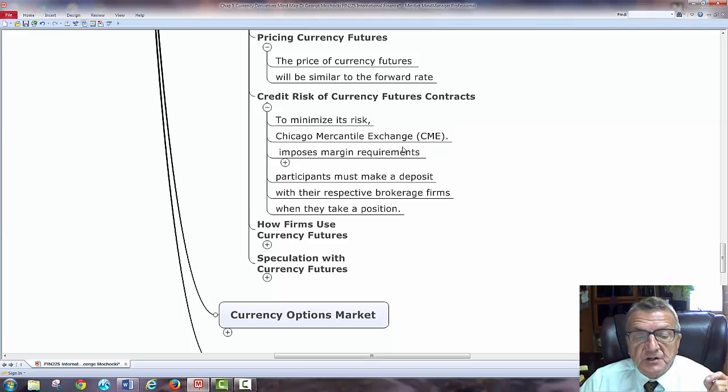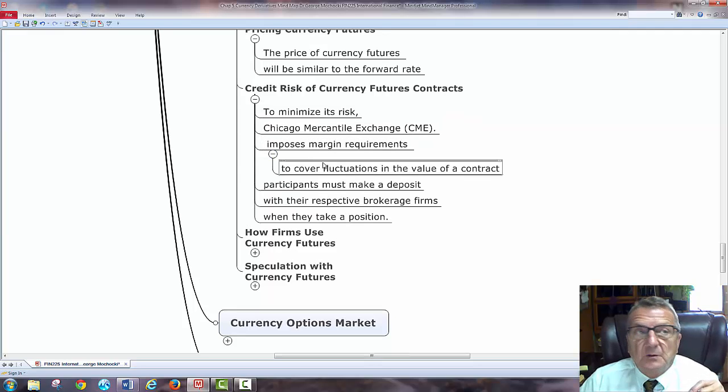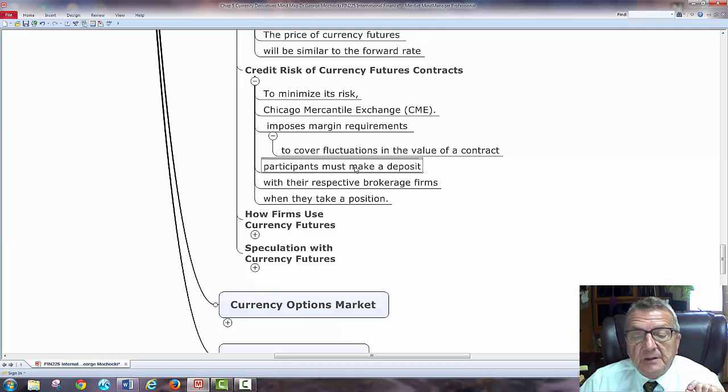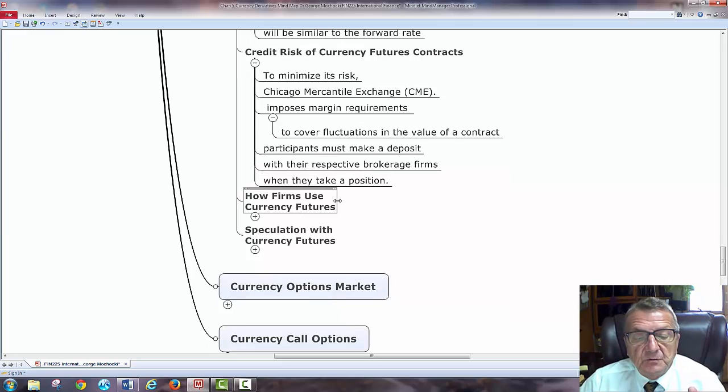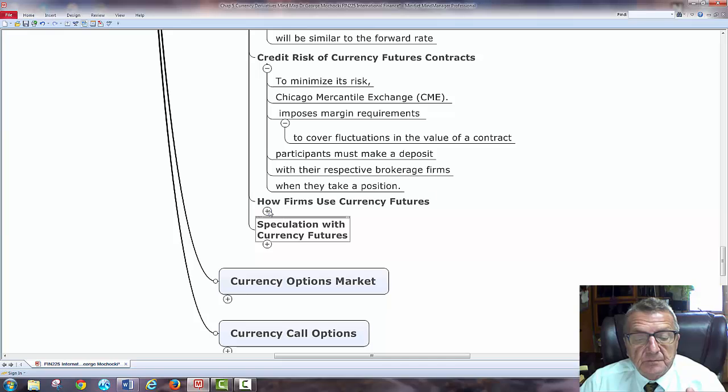The Chicago Mercantile Exchange imposes margin requirements, no different than what you've learned the Fed does with certain margins. And this is margins, how much do I need to put down, for lack of better words, to cover fluctuation in the value of a contract. Participants must make a deposit with the respective brokerage firms when they take the position. Finally, when I submit, I want to do this, or take the bid.